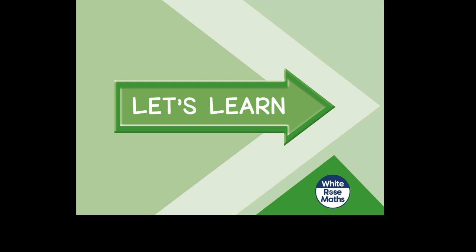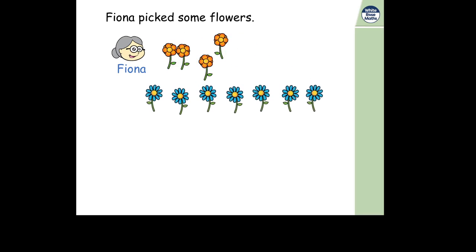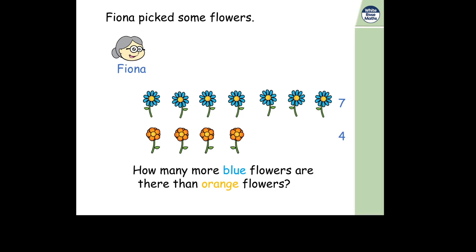Okay. Right then, let's get on to today's. So here we've got Fiona and she's picked some flowers. At the moment they're all jumbled up on the screen. Let's separate them out. Okay, so we've got some blue flowers and we've got some orange flowers. First of all, we want to know how many blue flowers we've got. We've got 1, 2, 3, 4, 5, 6, 7. And then orange flowers, we've got 1, 2, 3, 4. So we've got 7 blues and 4 oranges, just like the towers that you were doing yesterday.